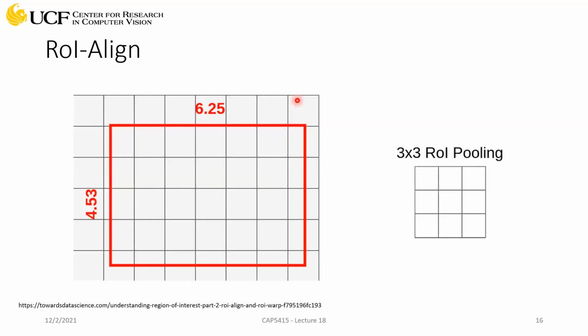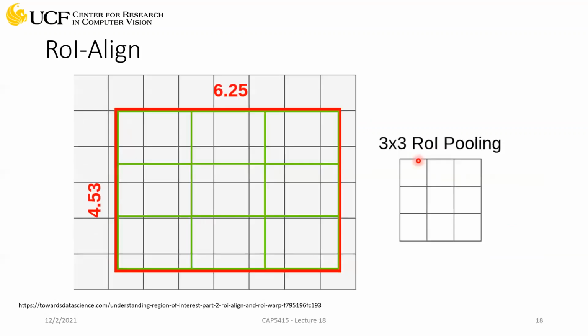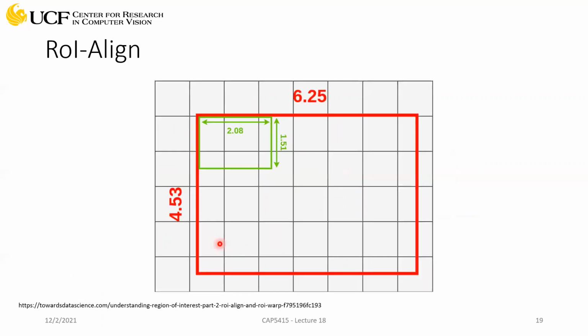So this is your feature map, and this was your proposal. You know, the height and width, and you don't have to compromise by rounding it off to 6 or 4. If it's 6.25, perfectly fine. Don't worry about it. And let's say your target feature map size is 3x3. So what you will do is create a 3x3 grid inside this feature map, and don't worry about alignment. Okay, so far so good.